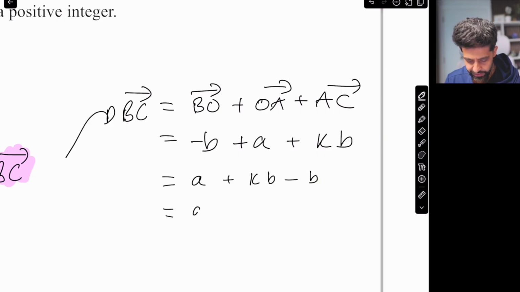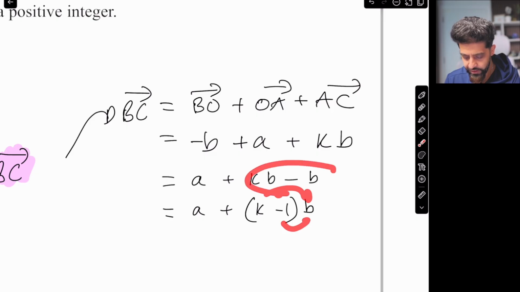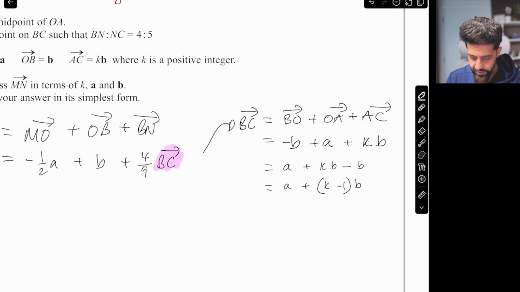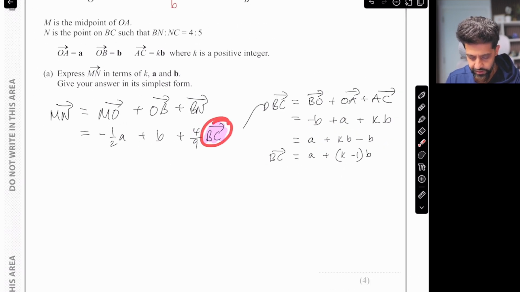We can put it like that, and then we can factorize out the B. So we can have (k minus 1)B. All right, so I've just factorized out the B. If you expand this out, you'll still get this. Just check that. And that's BC. We can also use this version as well, just to make it simpler. We'll see what we use when we get there. Actually, I might use that version for now.